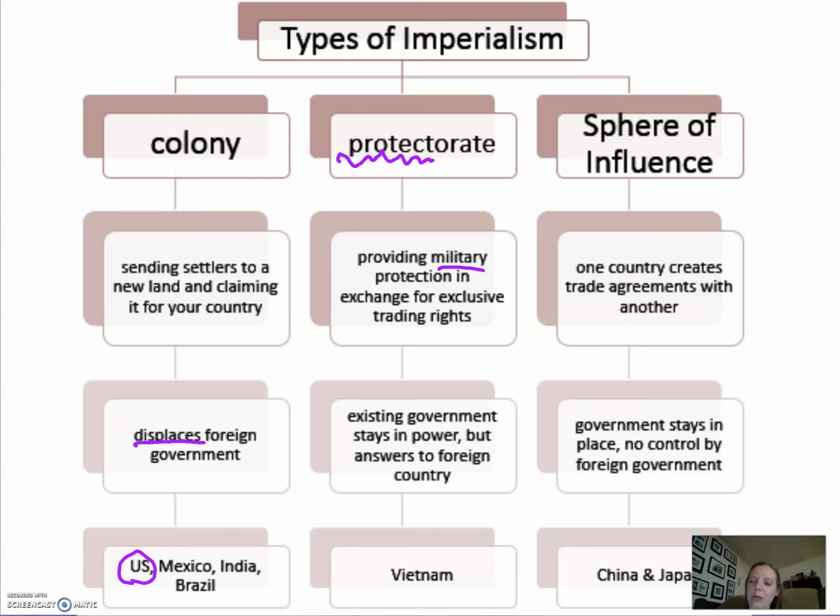And the last one is the sphere of influence. The government stays in place and there's no foreign control, but you have an exclusive trade agreement. This happens in China. It also happens in Japan. This is where the entire region has one country that's allowed to trade with them. It happens in China as part of China's attempts to limit the influence of foreign countries on their people.